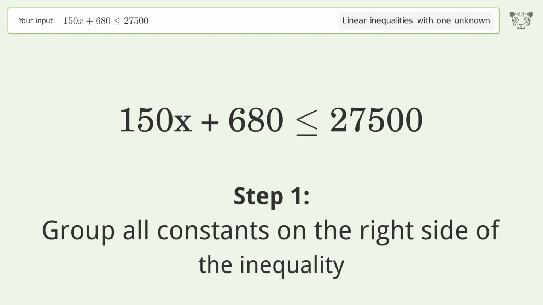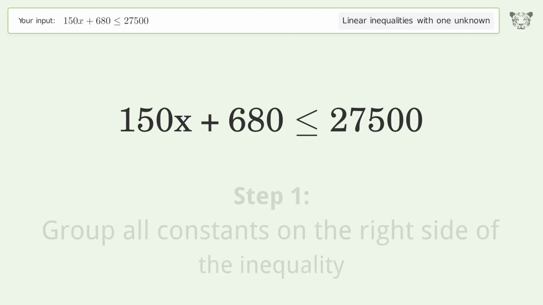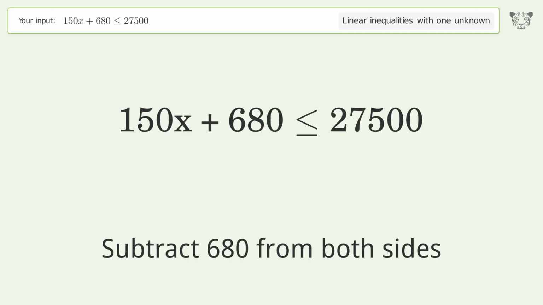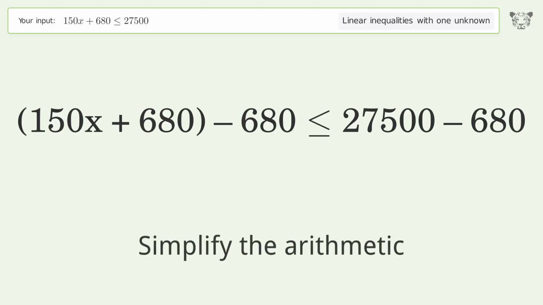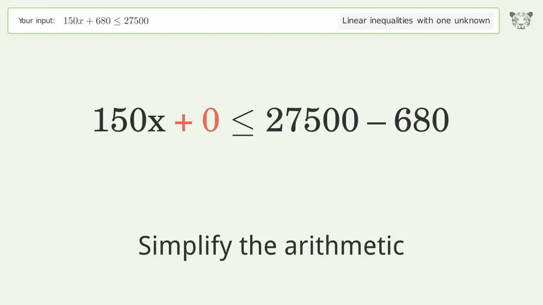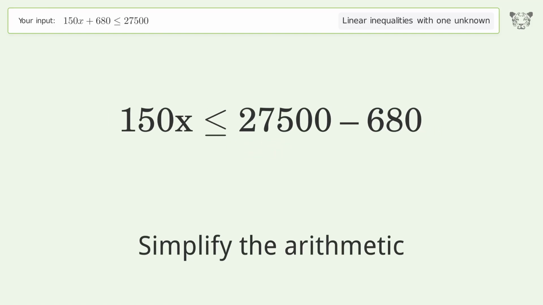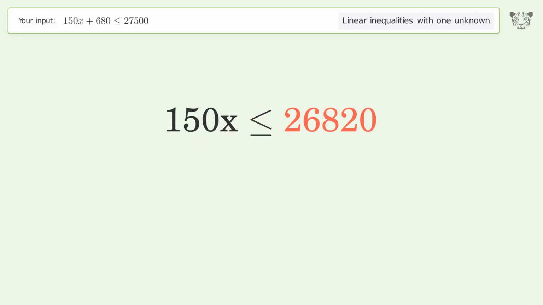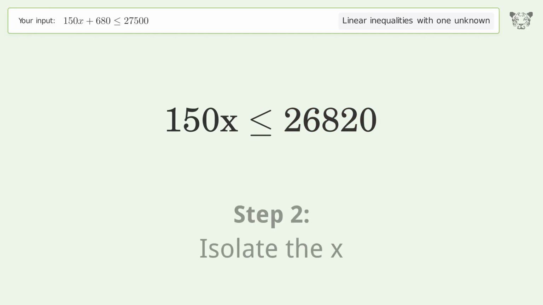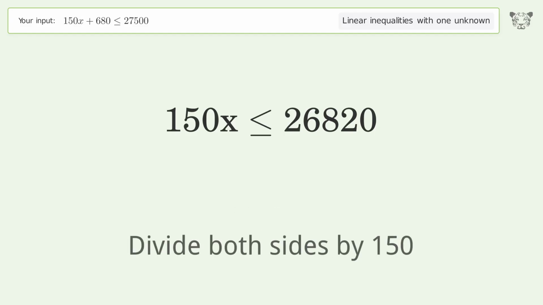Group all constants on the right side of the inequality. Subtract 680 from both sides. Simplify the arithmetic. Isolate the x. Divide both sides by 150.